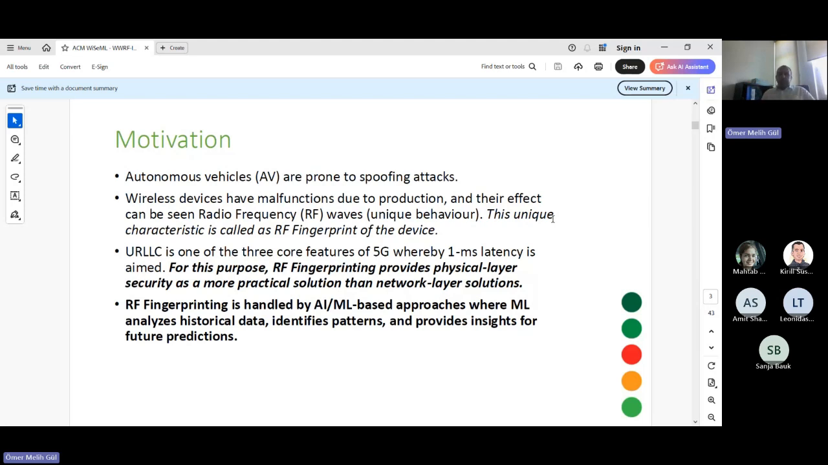And when you consider URLLC, it is ultra reliable and low latency communication. It is one of the three core features of the 5G, whereby 1 millisecond latency is aimed. So we want some resilient solution, and we want some practical, fast solution, instead of always computational expensive solution. So we propose RF fingerprinting based approach, which provides some kind of physical layer security, which is more practical solution than the network layer solutions.